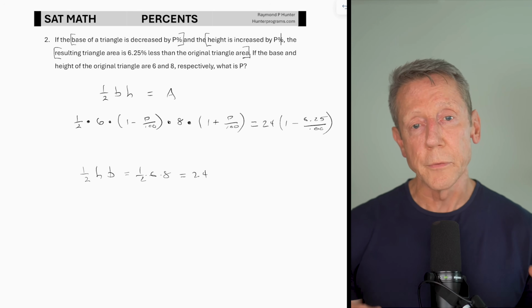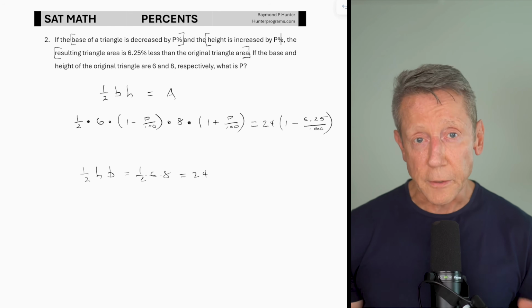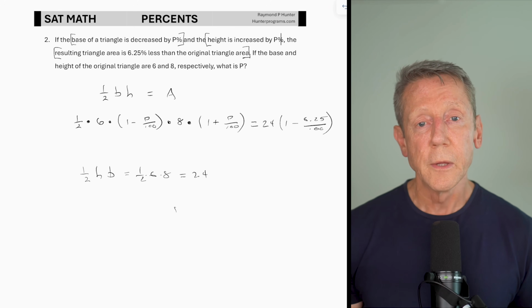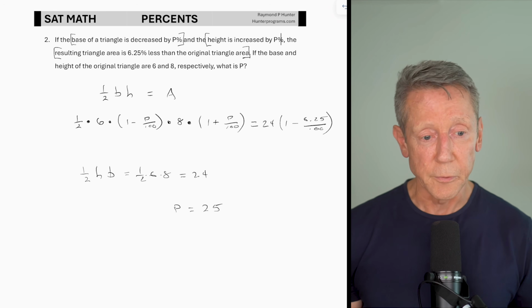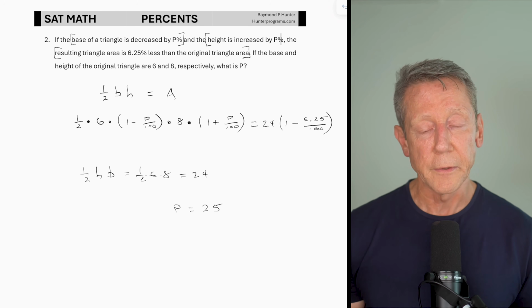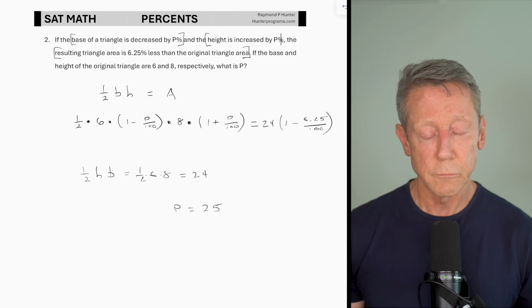In Desmos, we found that p is 25. The final thing here is to read the question and make sure we're giving them what they're asking for. So at the very end, it says, what is p? It's not asking for p% or 100 times p or something like that. It just says, what's p? P is 25. We're done.